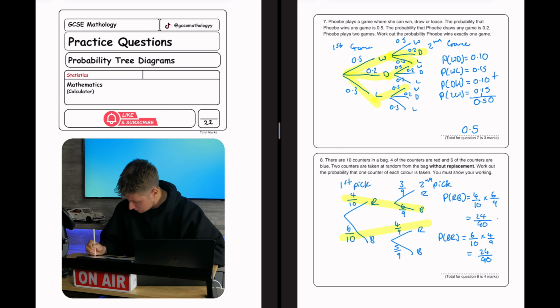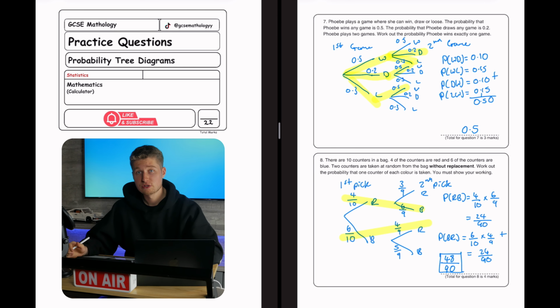So then we add these two probabilities together to get the resultant. So 24 plus 24 is 48. So the final answer is 48 over 90. So this concludes probability tree diagrams.